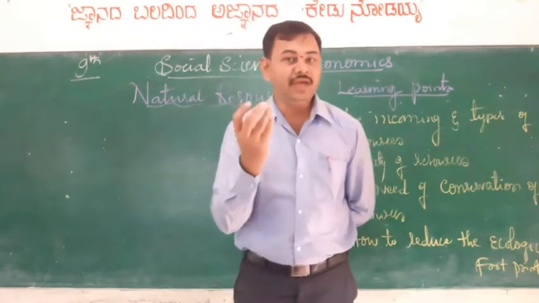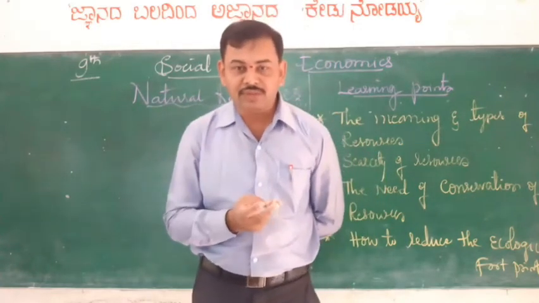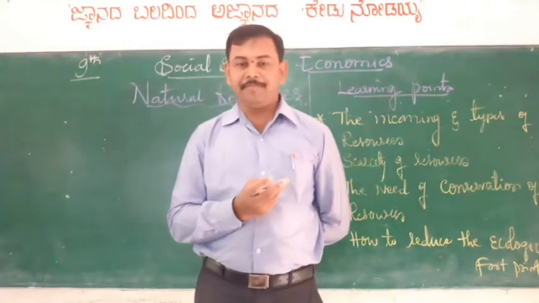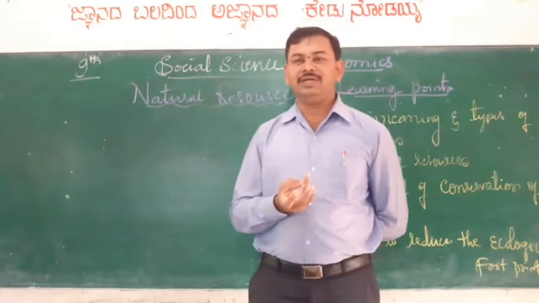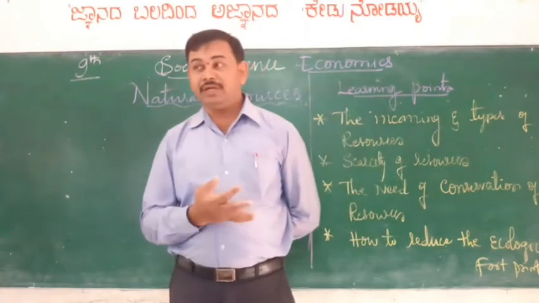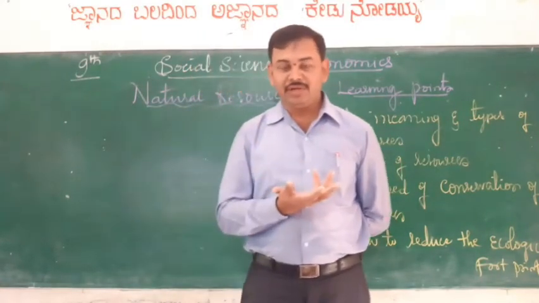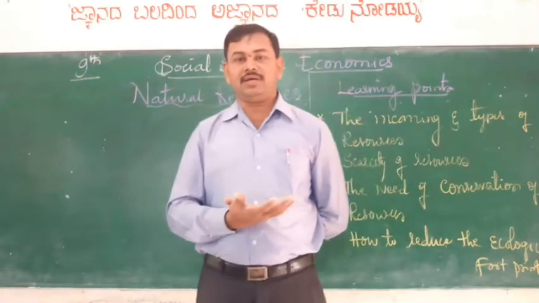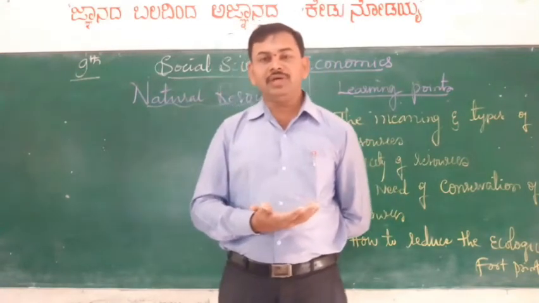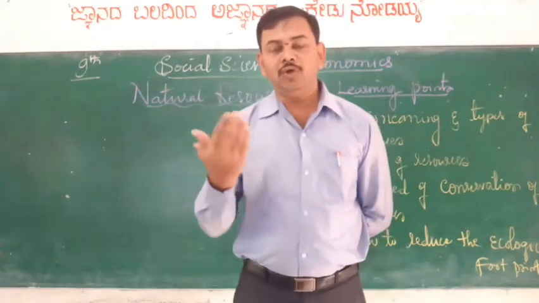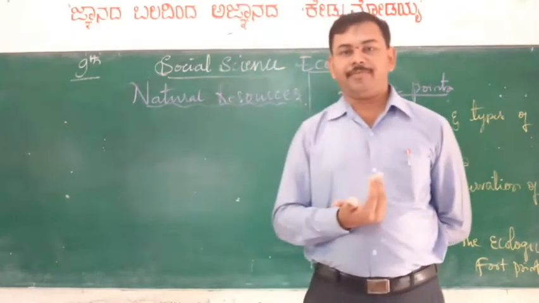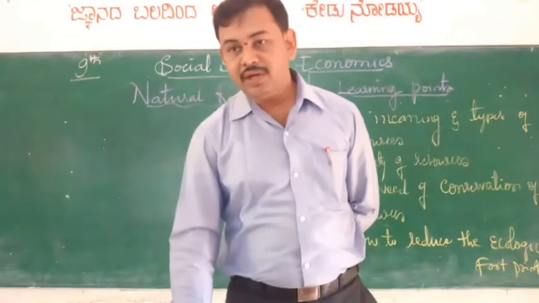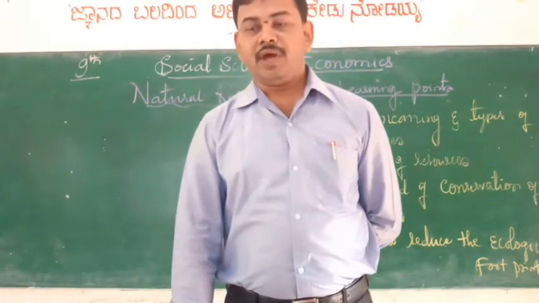sunlight. Can we live without sunlight? It is impossible. And then man cannot live without water and air, forest, soil, and these. Got it? So these occur naturally. These are naturally available to humankind to use and survive their life. These are called natural resources.